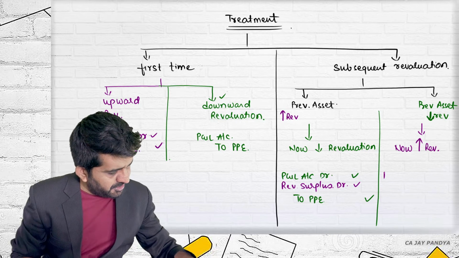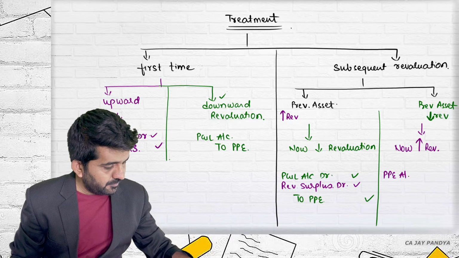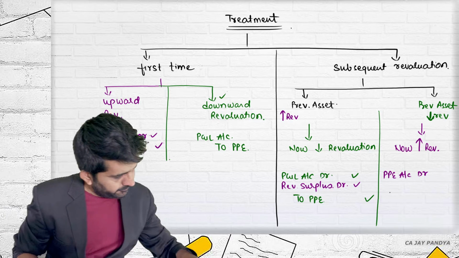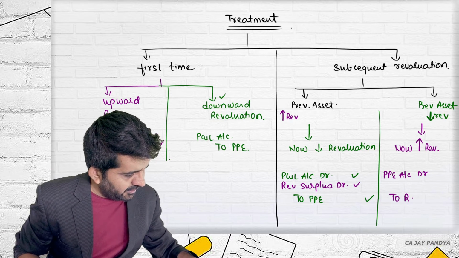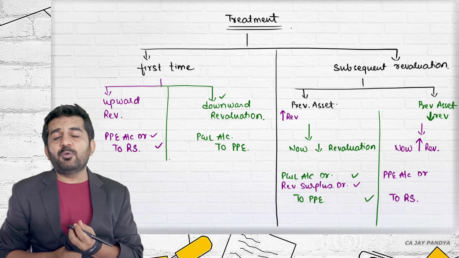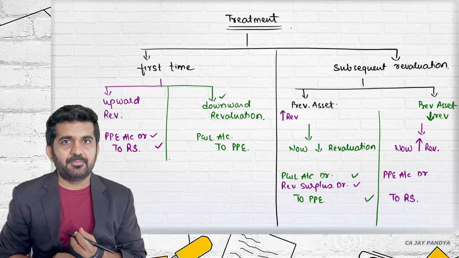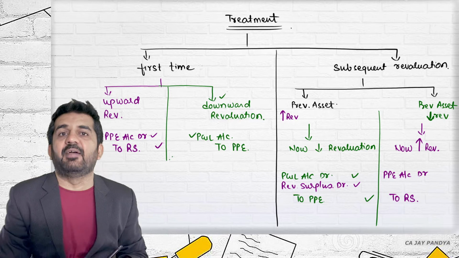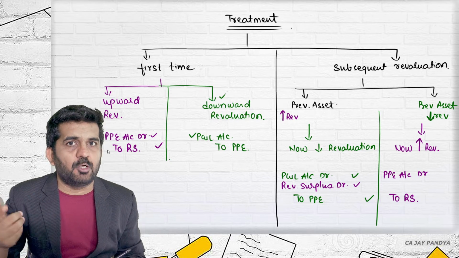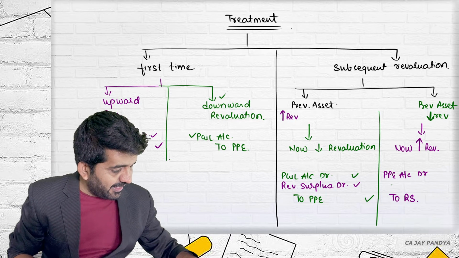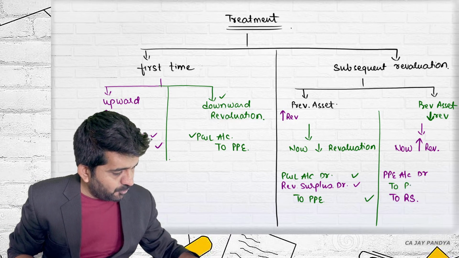Upward revaluation: the PPE account is debited. Is it all right? What is credited? Revaluation surplus or revaluation reserve. Try to understand that here also there is one point. When you have previously downward revalued it, you have debited the P&L account, say by 10 rupees. Then now you should credit the P&L account by 10 rupees.